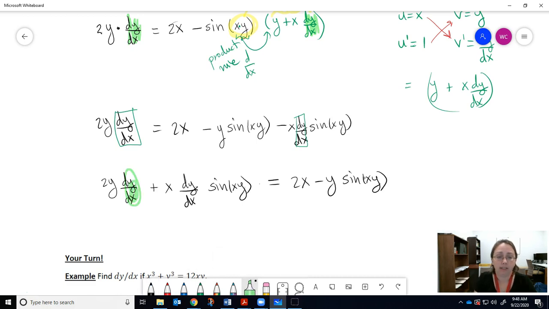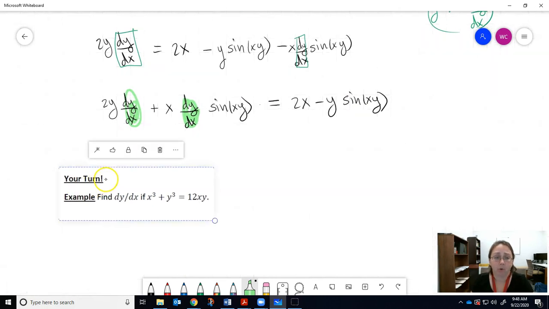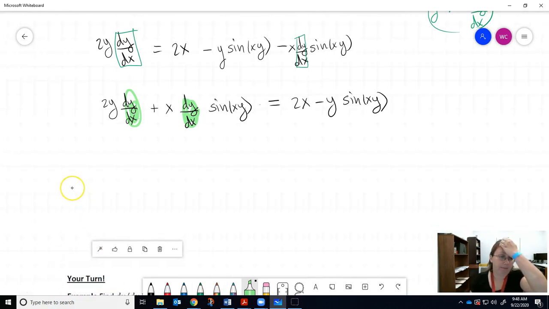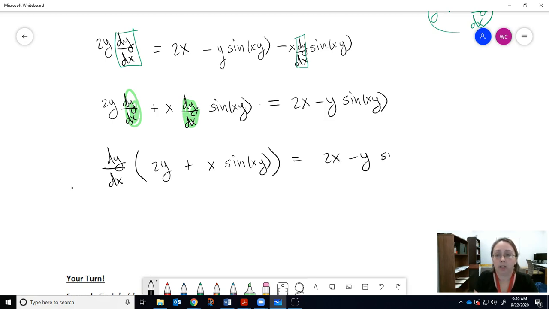Here are your dy/dx's. The problem is we have two of them. How do we solve for dy/dx if there are two of them? Do you remember the algebra trick that you need here? Factor out dy/dx from both terms. What's left? First term is just 2y plus an x sine of xy equals 2x minus y sine of xy. We are almost there. We just need dy/dx by itself.